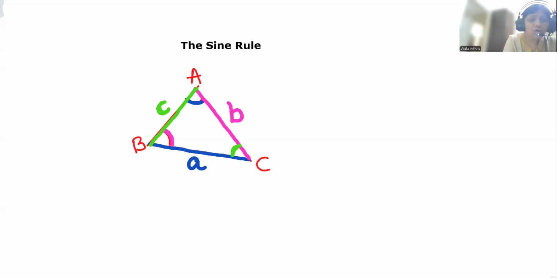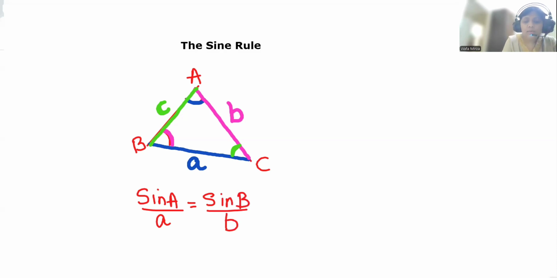So according to sine rule, the ratio of sine A over a will be equal to sine B over b is equal to sine C over c.